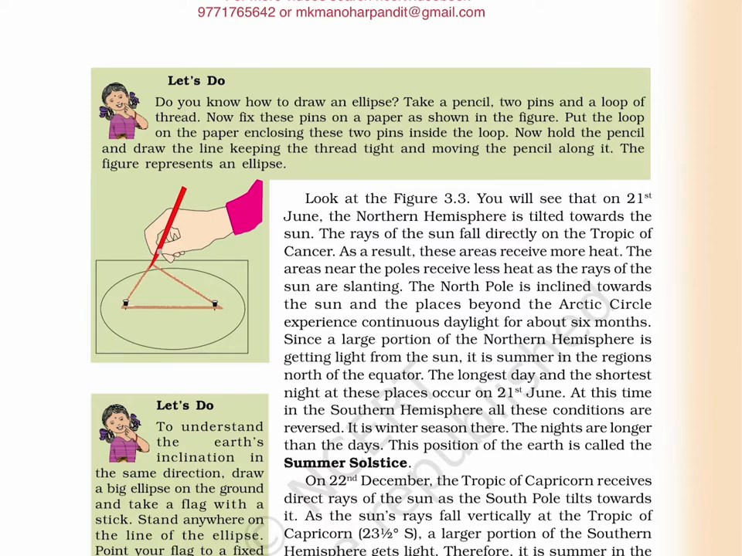The North Pole is inclined towards the Sun, and the places beyond the Arctic Circle experience continuous daylight for about 6 months. Since a large portion of the northern hemisphere is getting light from the Sun, it is summer in the regions north of the equator. The longest day and the shortest night at these places occur on 21st June. At this time, in the southern hemisphere, all these conditions are reversed.